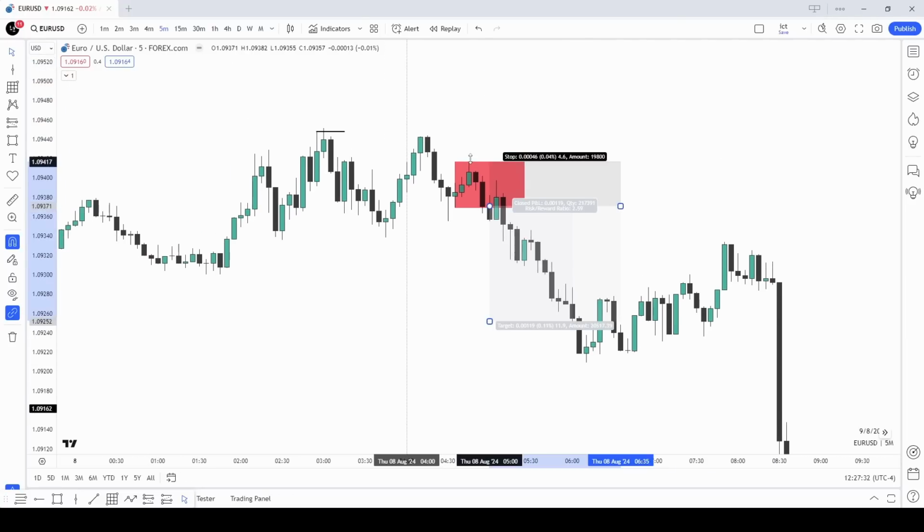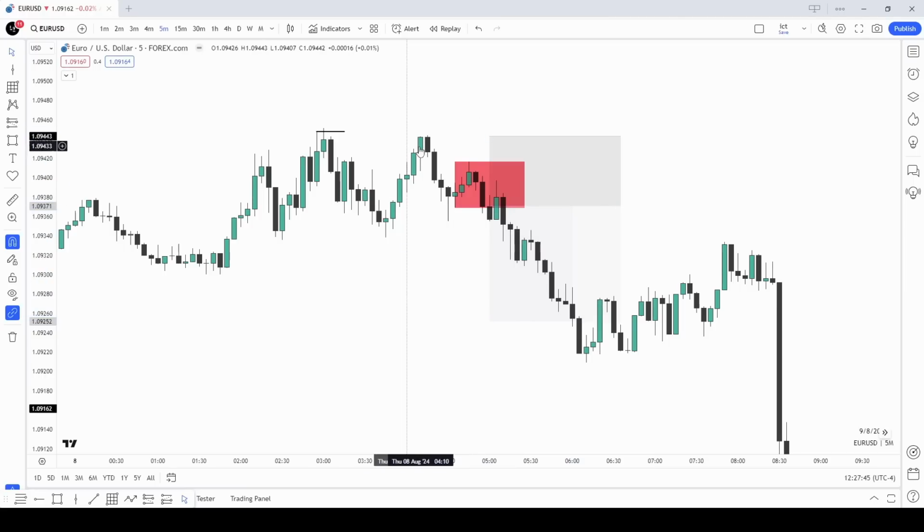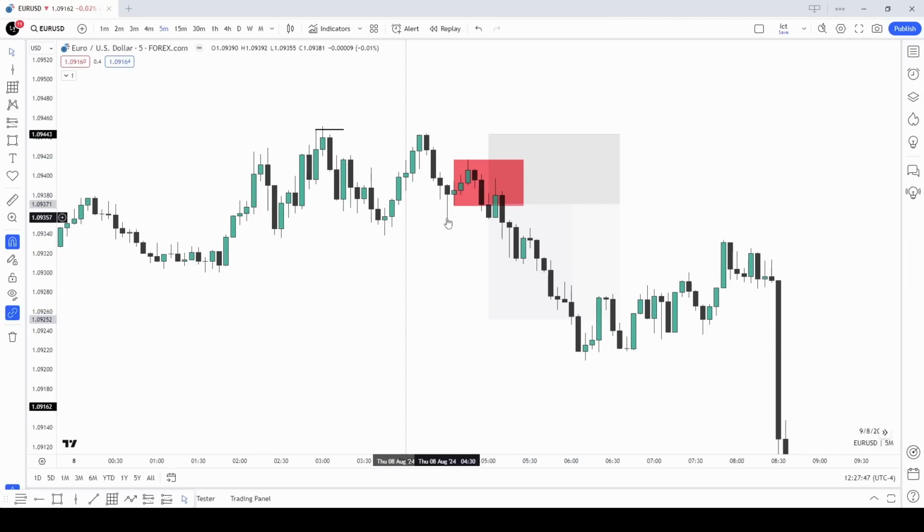You can place your stop loss above this high of the order block. That's an aggressive stop loss. Or we can have a conservative stop loss, which I prefer. You can put it above the high that is just above the order block. You can see this gives us a lot more room.